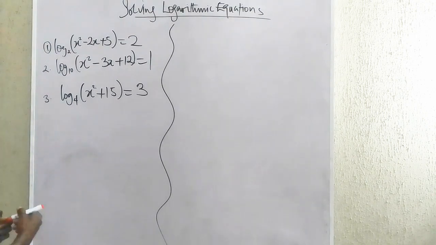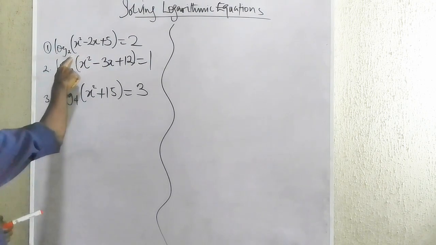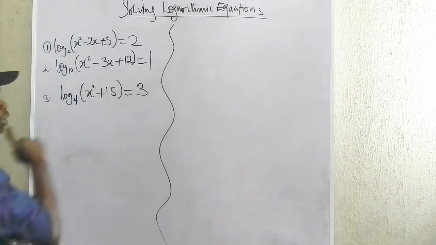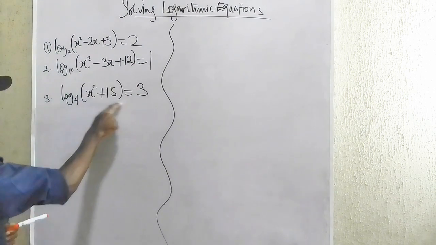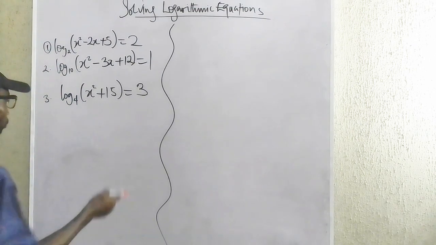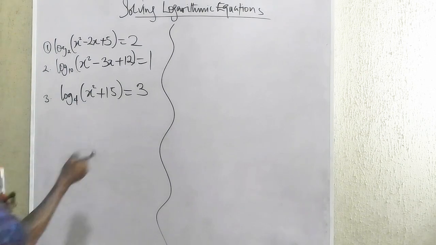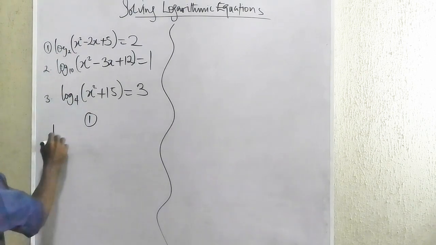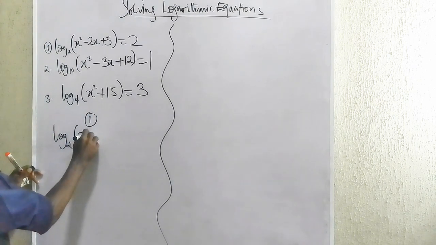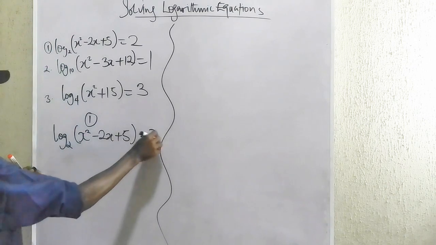Now what we have is this: the log of this in base 2 equals 2, the log of this in base 10 equals 1, and the log of this in base 4 equals 3. So let's take them one by one. Question number 1: log of x squared minus 2x plus 5 in base 2 is equal to 2.